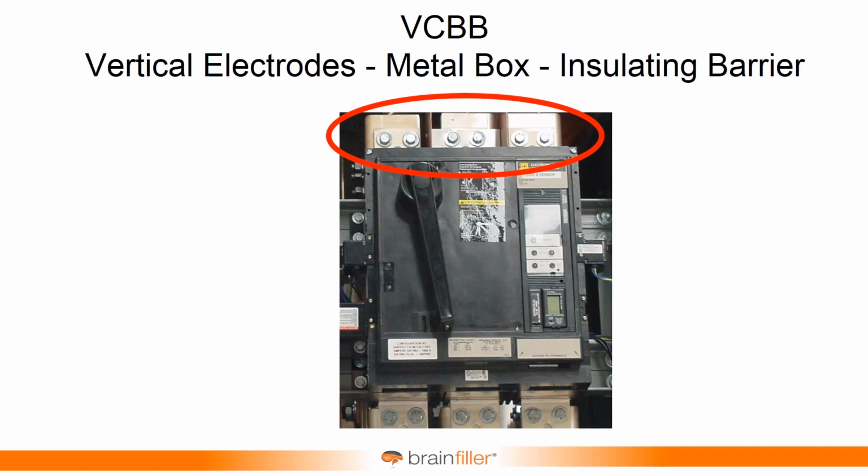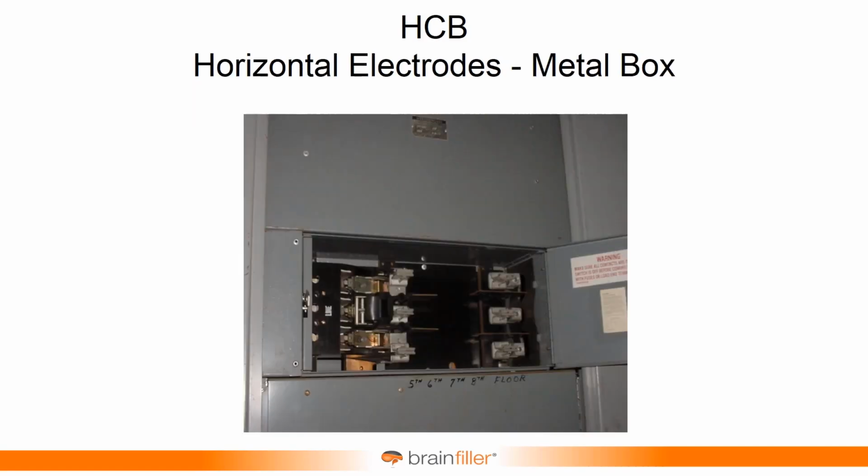And then we have the HCB. The horizontal. And this might be like where you have stabs or something like that. If an arc flash were to occur, as you see here on these stabs where the fuses go, the fuse mounts, it may tend to behave more like horizontal electrodes coming out at a person. And then we have the vertical electrodes in open air.